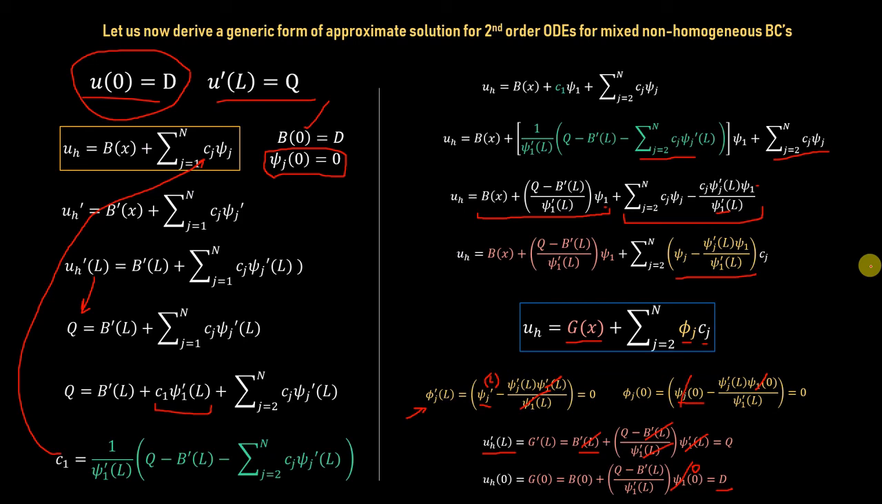So after doing everything, what we have achieved is a permissible trial function. Now, why have we been doing this?